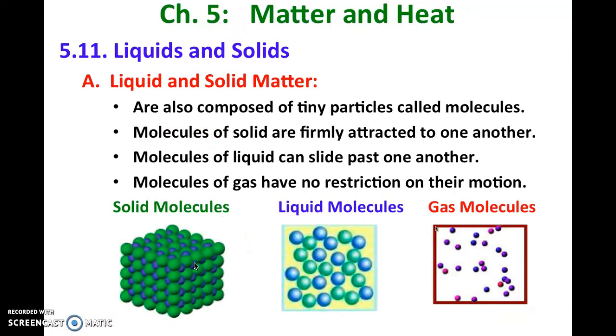Liquid and solid are also composed of molecules, but their properties are quite different. Molecules of solid are firmly attracted to one another. That's why solid has a definite shape and volume. Molecules of liquid can slide past one another. That's why liquid can flow. Molecules of gas have no restriction on their motion. No shape, no definite size.